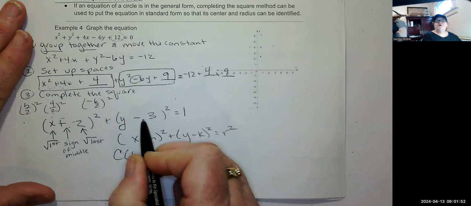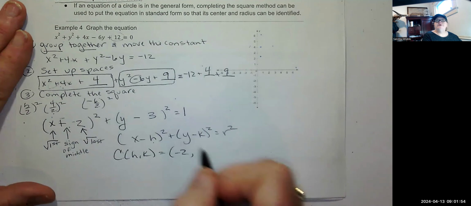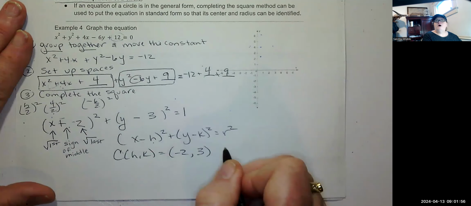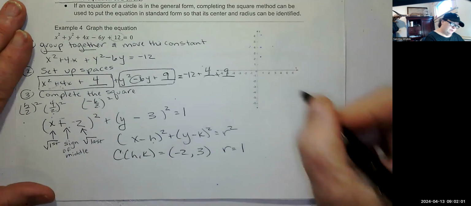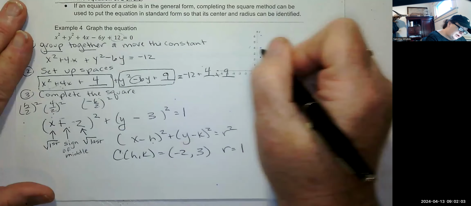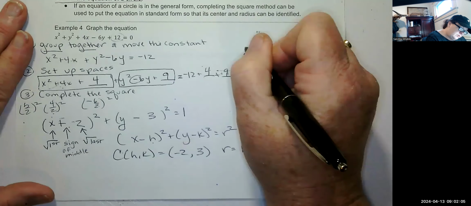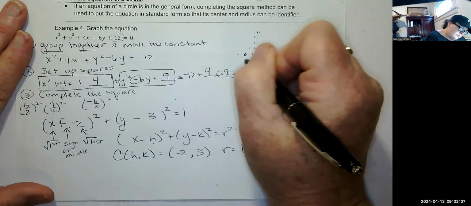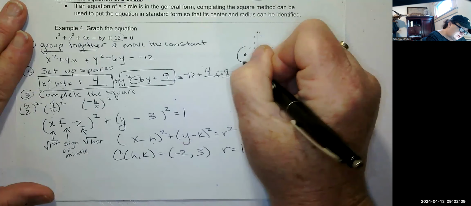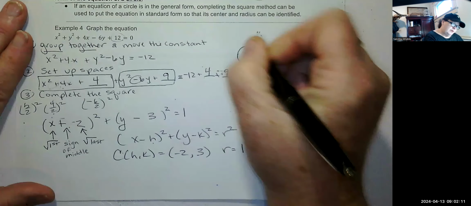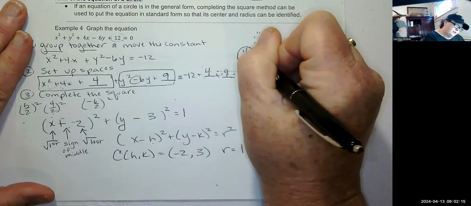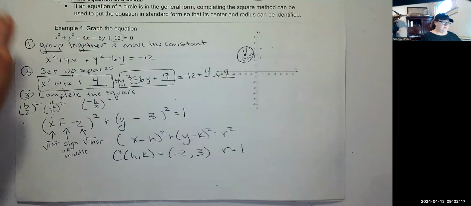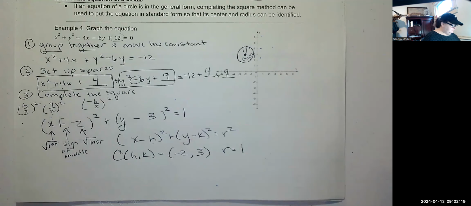My k, it's already in the negative sign, so it's just 3. My r is the square root of 1, which is 1. All right, I can draw my circle now. -2, 3, up there, and then 1, 1, 1, 1. Oh yeah, it doesn't look too bad. Radius of 1, center at -2, 3. Cool beans. Let me know what questions y'all have.